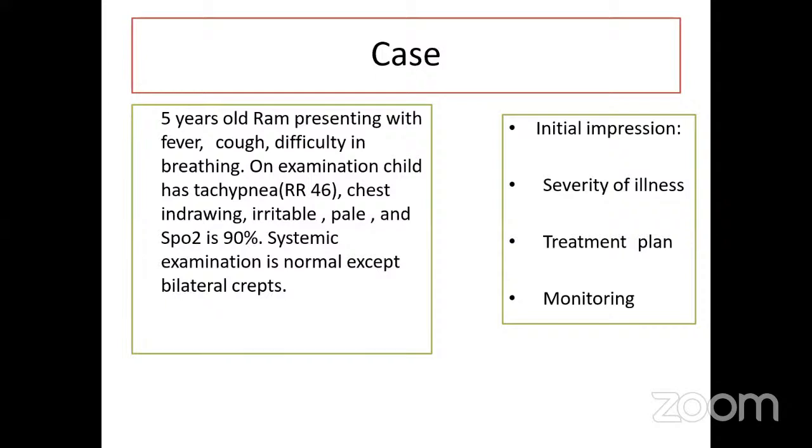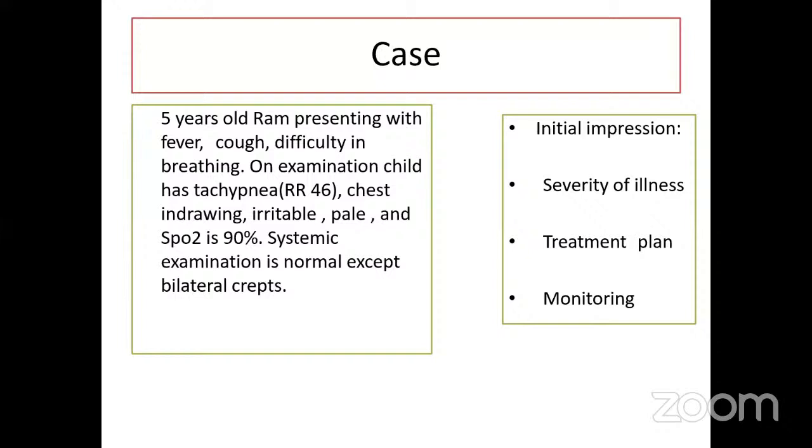Let's take a case. A 5 year old child, Ram, presents with fever, cough, difficulty in breathing. On examination, the child has tachypnea. Respiratory rate is 46, which is definitely higher for this age. Chest indrawing, irritable, pale, and SpO2 is 90%. Systemic examination is normal, except there are bilateral crepitations present on auscultation.